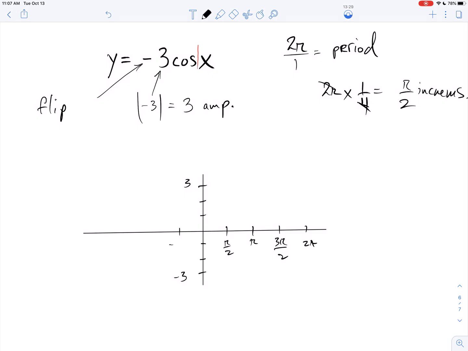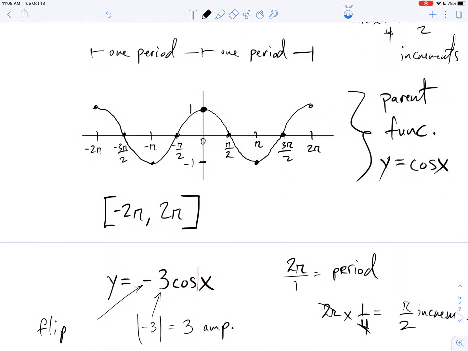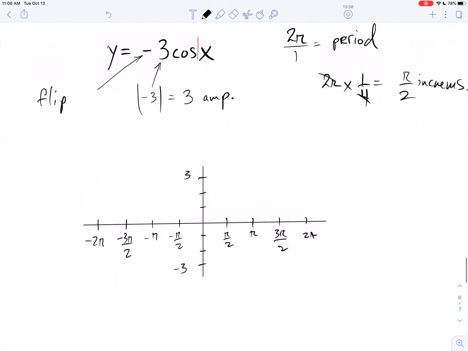And then over here, I'm going to go backwards. Negative pi over 2, negative pi, negative 3 pi over 2, negative 2 pi. But since it's been flipped, let's examine this. I'm going to scroll up a little bit here. Remember, the parent function for cosine x always starts above the line, not if it's flipped. If it's been flipped, it's going to start below the line. So instead of above the line, it's below the line. So I go below it, on it, above it, back on it, below it.